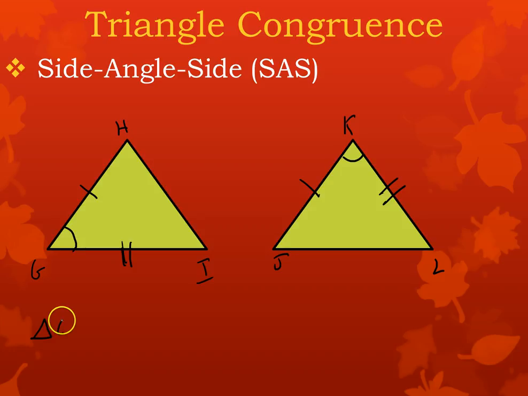So if we name them, we'll start with G, H, I. G is my single arc for angle, so it matches with K. K goes first. H is opposite the double tick mark, so is J, so that goes next, leaving L as my last one. And they're congruent by side, angle, side.